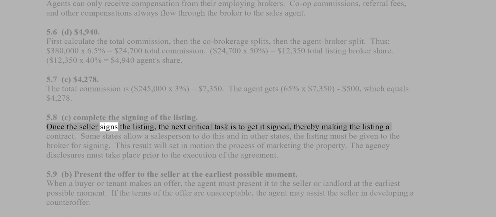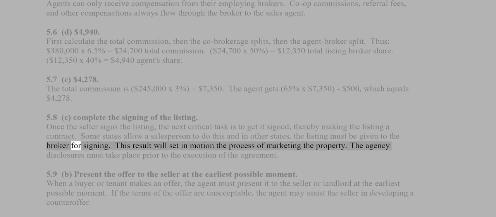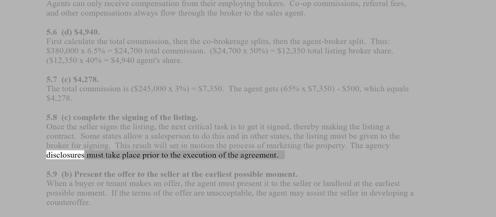Once the seller signs the listing, the next critical task is to get it signed, thereby making the listing a contract. Some states allow a salesperson to do this, and in other states, the listing must be given to the broker for signing. This will set in motion the process of marketing the property. The agency disclosures must take place prior to the execution of the agreement.